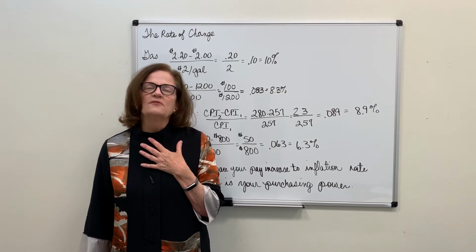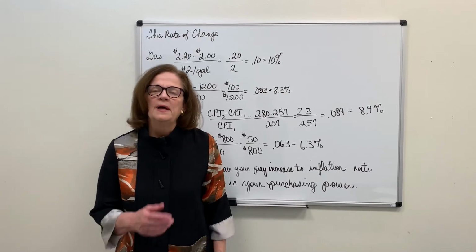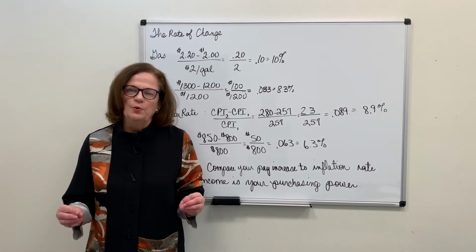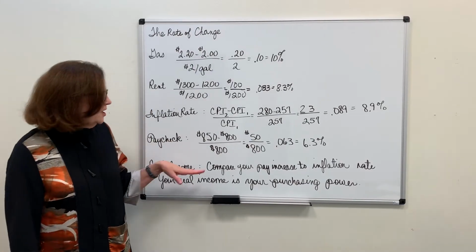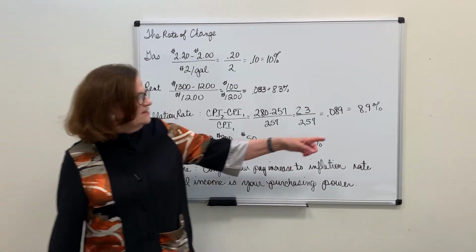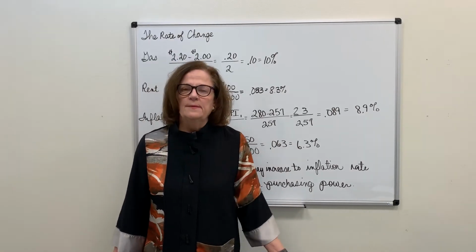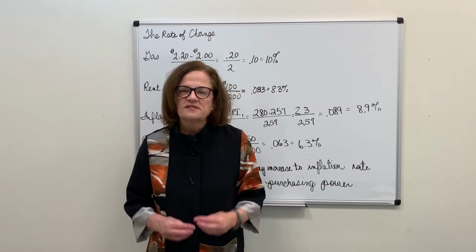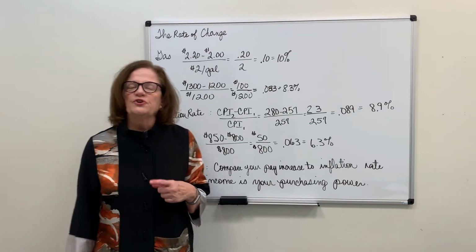And that's the concept of real income. And you always need to understand your real income and what's happening to it. Your real income is what really matters to you. So how do you determine what's happening to your real income? You compare your pay increase to the inflation rate. Well, you can see that the inflation rate is 8.9%, but your pay went only up 6.3%, so you're not able to buy as much stuff. And that is what your real income is, your purchasing power.